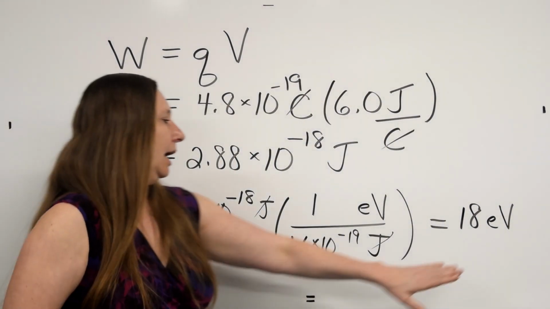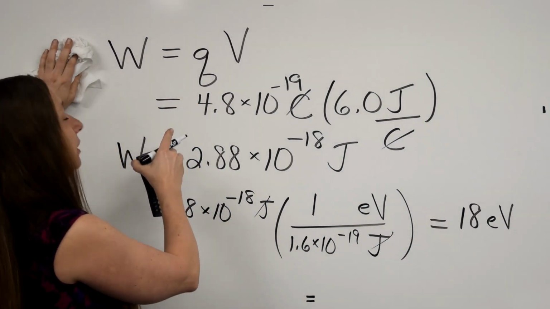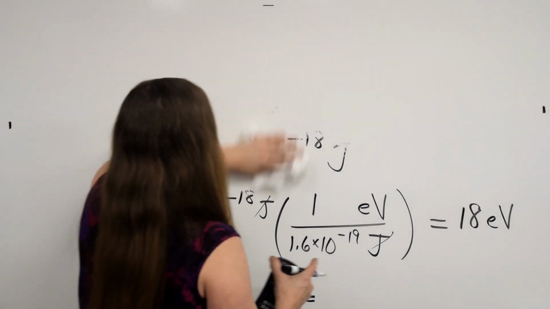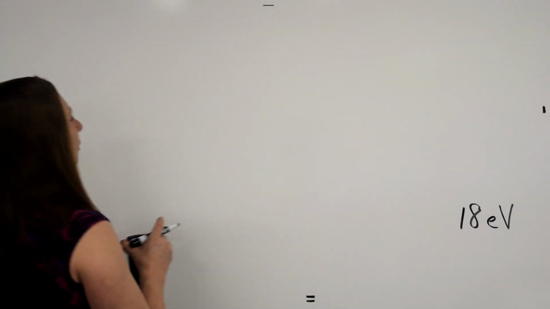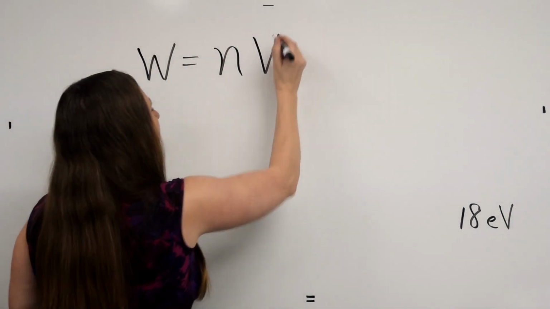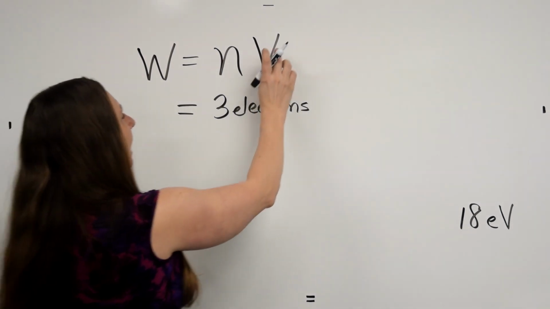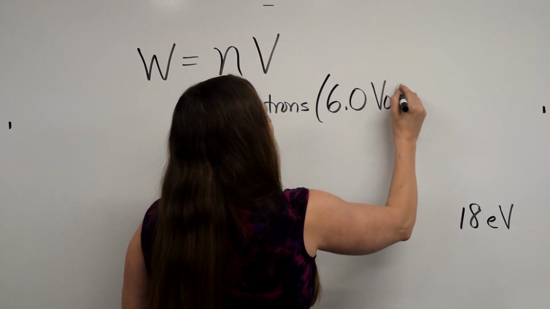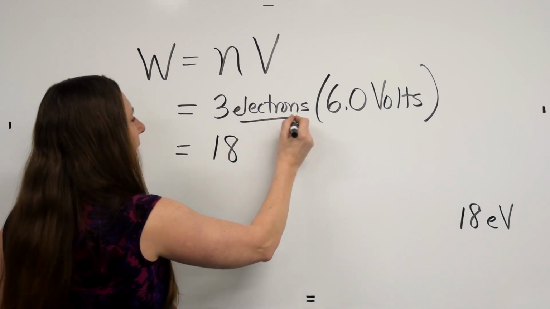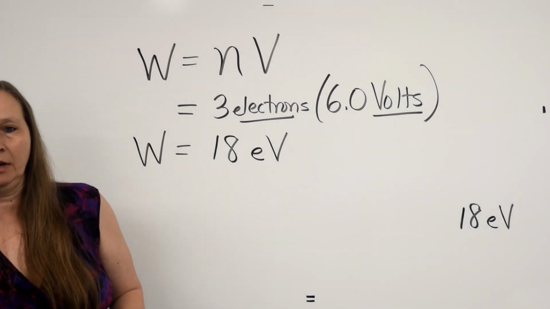Now, how could we have gotten electron volts directly? We would use the other version of this equation that has the N in it, the number of electrons. Now remember, we're supposed to be getting 18 electron volts. Let's see how we do here. So the other version: the electrical energy is equal to the number of electrons times the volts. Well, we had 3 electrons and we had 6 volts. So what do we get when we multiply those two together? We get 18 electron volts, eV. The energy is 18 electron volts.